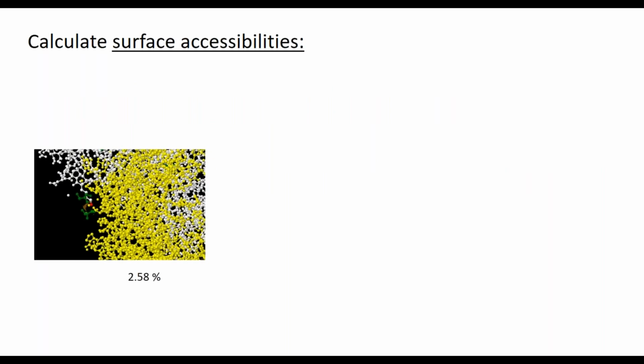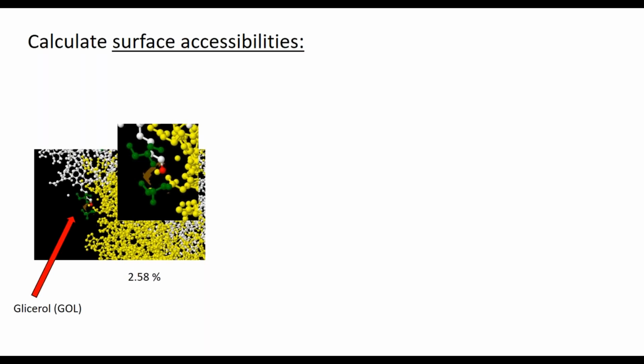So for example, for this protein, by default, having all the molecules in this structure, we have a value of 2.58% of accessibility. You see here the red atom is the one that we are measuring, and you see there is a yellow chain here, and then these green molecules here. These green molecules are glycerol. In this case, this structure is including that, and you can see here more in detail.